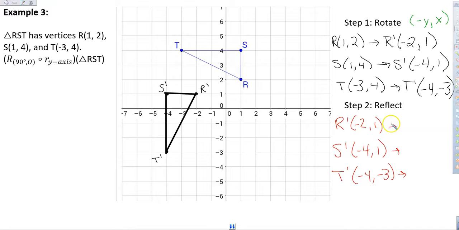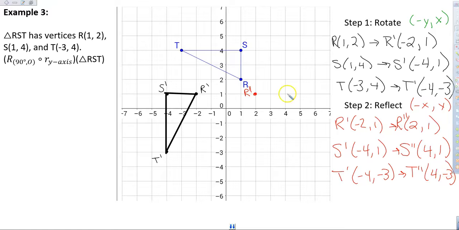All right, remember my rule for reflection across the y: the only thing that changes is the x sign. So when we're here at R prime, we're 2 away, so we're going to go 2 this way. This is R double prime. R double prime is at 2, 1. S double prime is at 4, 1. And T double prime is at 4, negative 3.